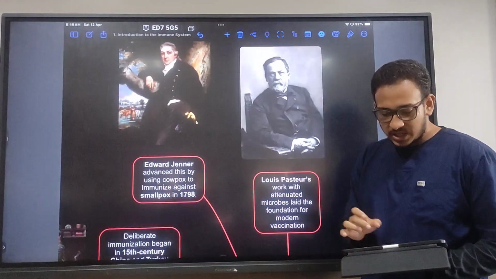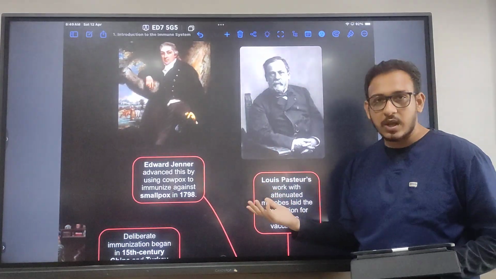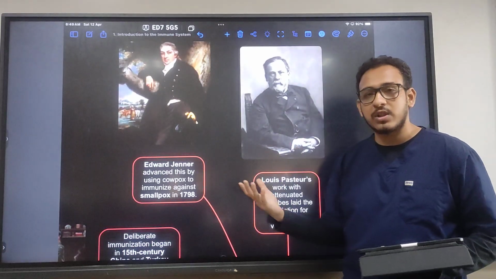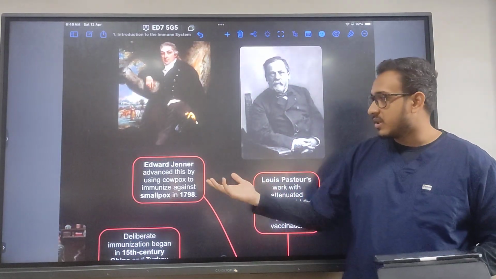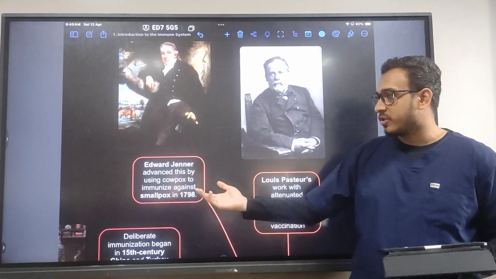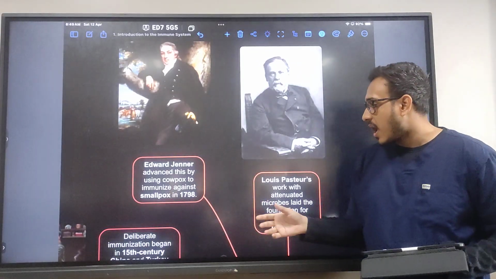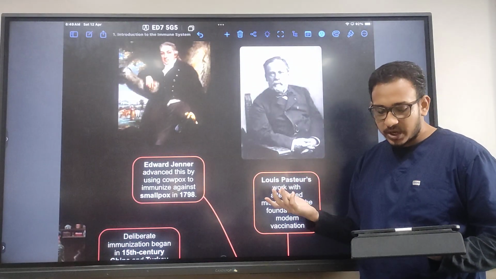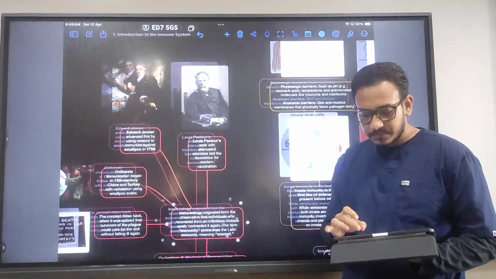Then two scientists came and improved our understanding of how the immune system works, and they found out the mechanisms. This was Edward Jenner, using cowpox immunization for smallpox, and Louis Pasteur, who further attenuated microbes and laid the foundation for modern vaccination.